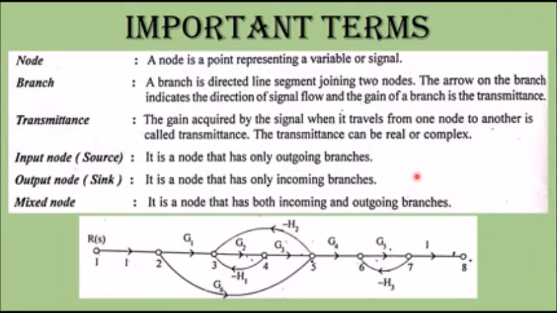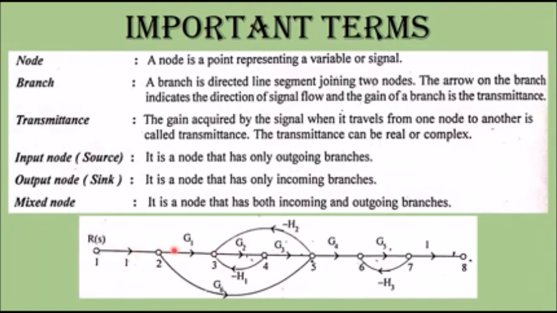And what is the output node? In the output node we have only incoming branches, no outgoing branch. So is there no other node where we can have only incoming or only outgoing? No. You can see that node 2 has both incoming and outgoing.